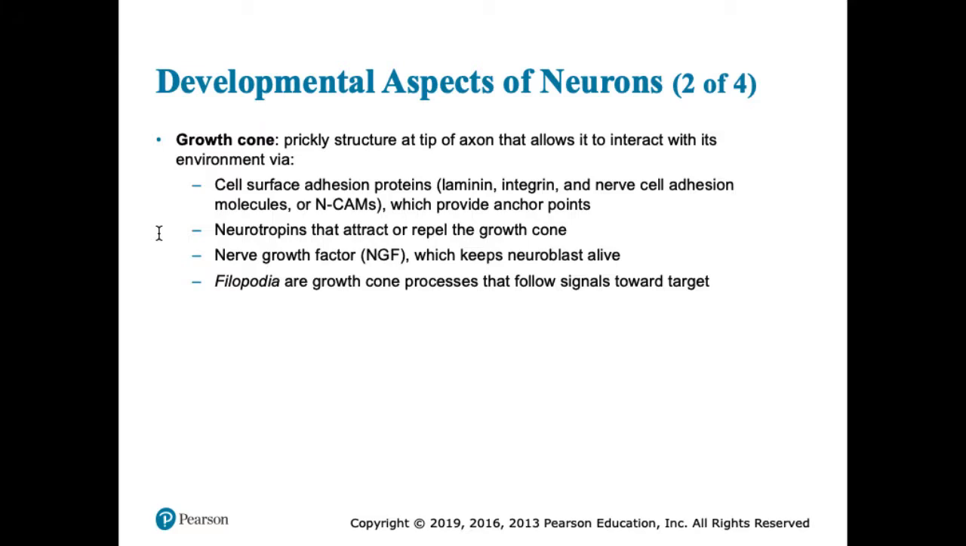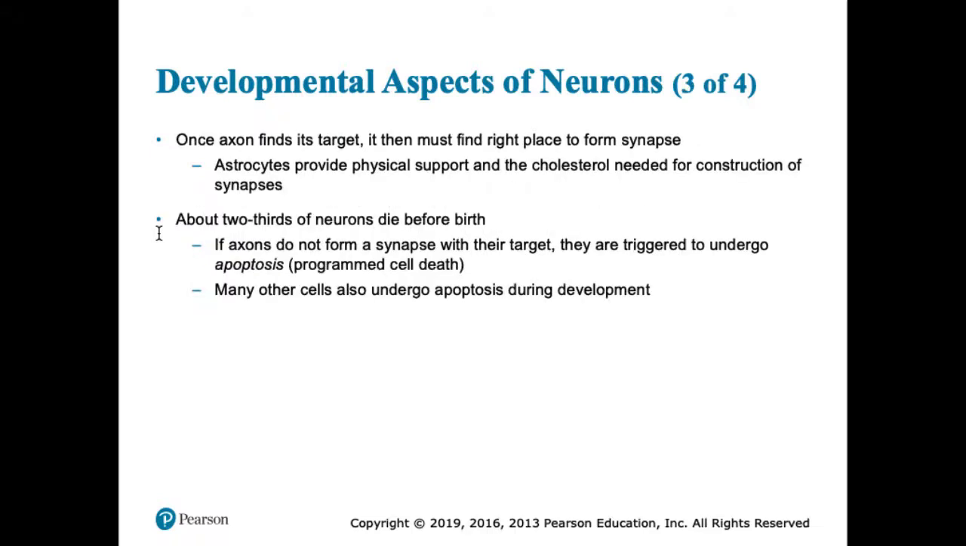Of course, growth is important as well. There's a growth cone, and these growth cones are very prickly in structure at the tip of the axon, so it helps it interact with its environment and find those areas that it needs. Cell surface adhesion proteins, laminin, integrin, things like that, will provide anchor points, and the neurotrophins will attract or repel that growth cone. And then there's a factor called NGF, which keeps that neuroblast alive so that development can happen. That's really important in embryological development and appropriate development of the nervous system in the fetus.